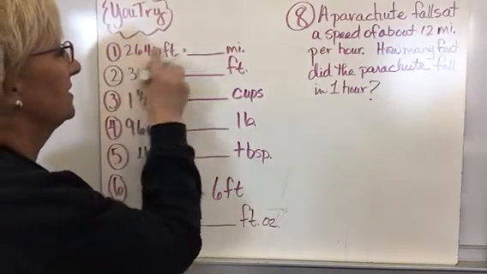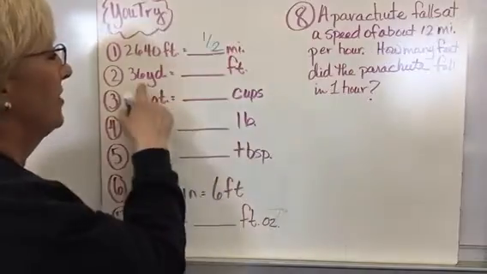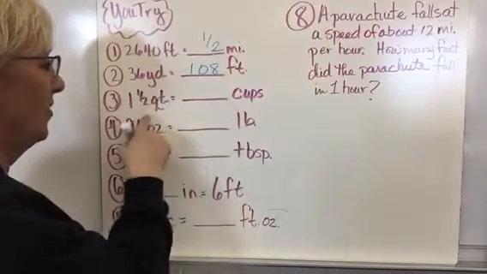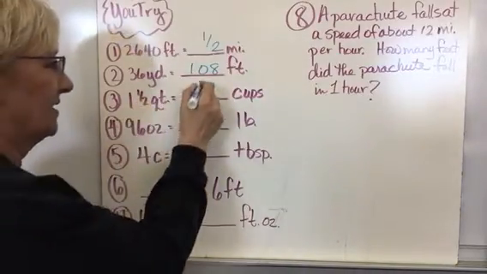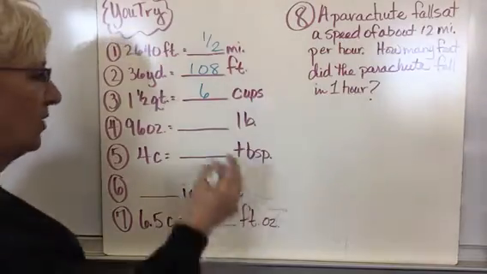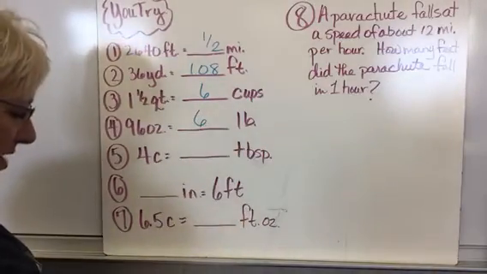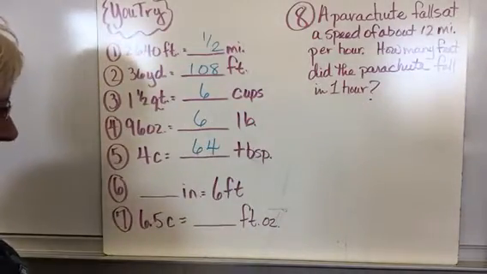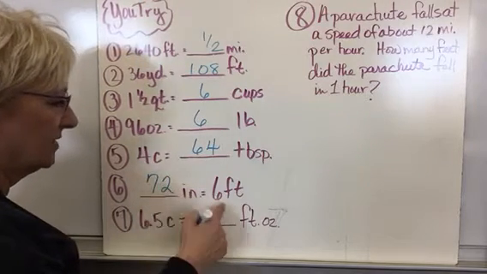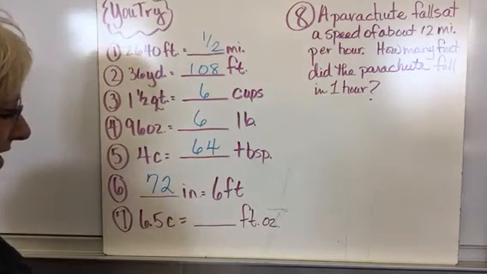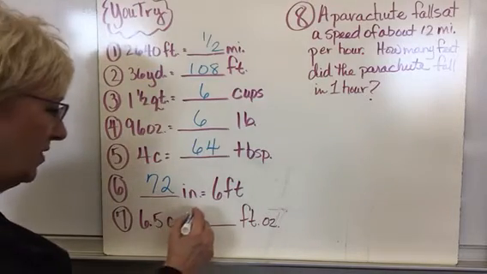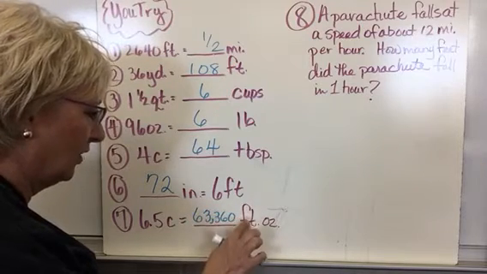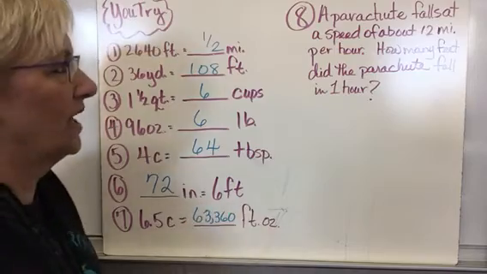All right, I know that 2,640 feet is 1/2 of a mile. I know that 36 yards is going to give me 108 feet. I know that 1.5 quarts is going to give me 6 cups. In 96 ounces, that will give me 6 pounds. In 4 cups, I'm going to have 64 tablespoons. And in 72 inches, that will give me 6 feet. And in 6.5 cups, that is going to equal 52 fluid ounces.